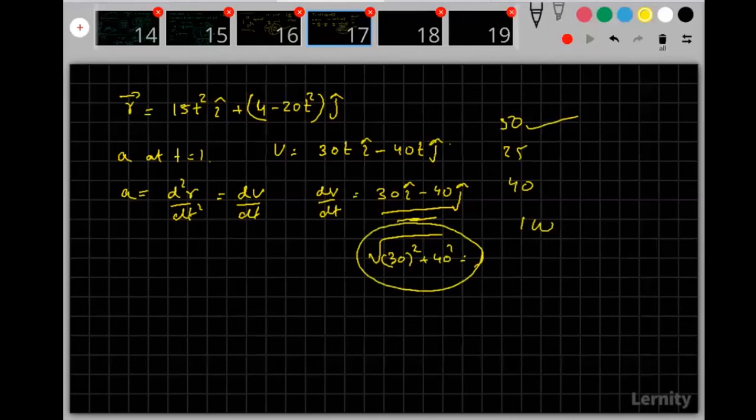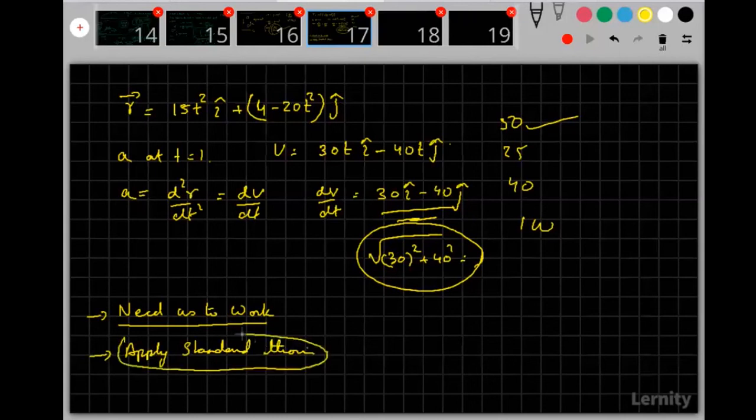What I am seeing is that all these questions need us to work with some standard theories. We have to apply those standard theories and work. That is it. These are not formula oriented. No formula can give you answers for this, right?